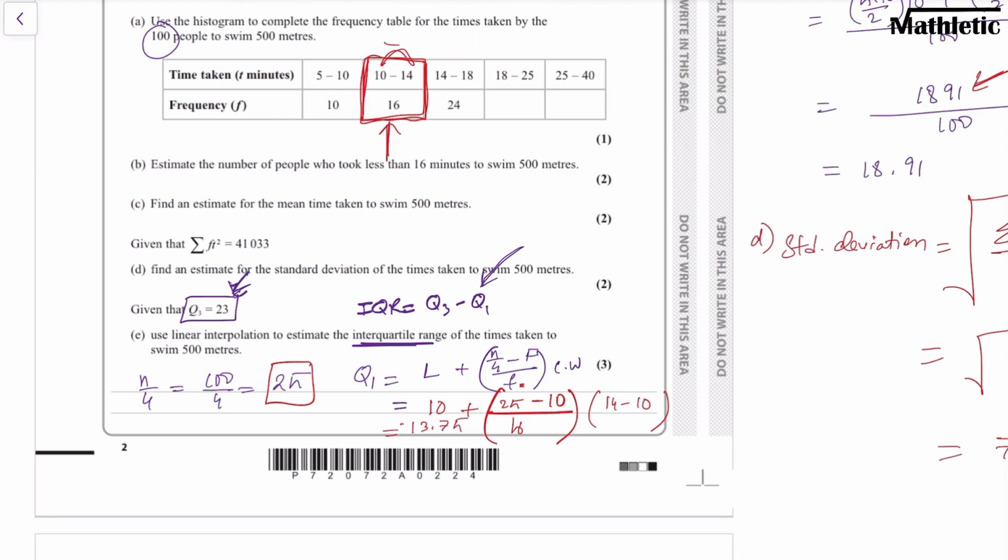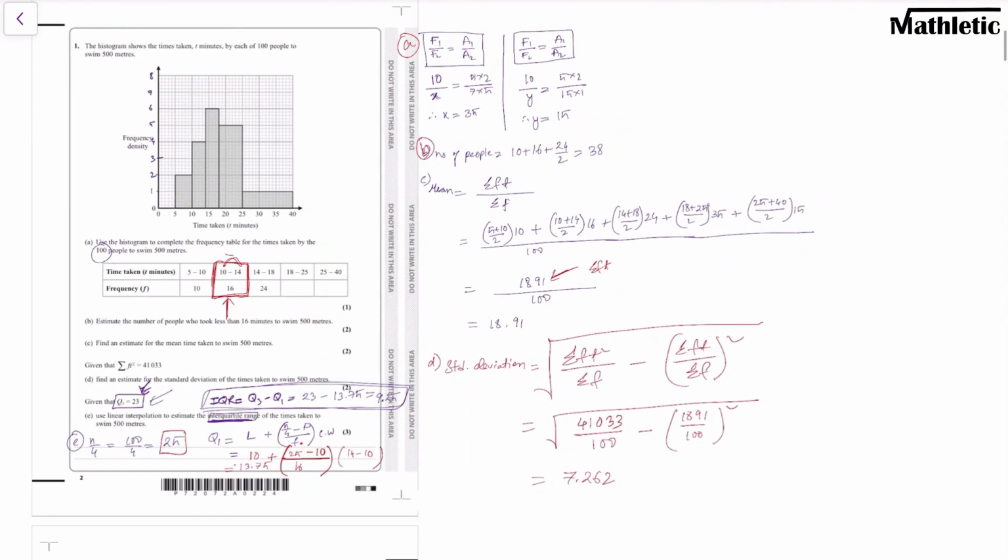So we had to calculate the interquartile range, right? I will just substitute Q3 is 23 and Q1 is 13.75. So the final result is 9.25. So I'm done solving number 1. Next is number 2.